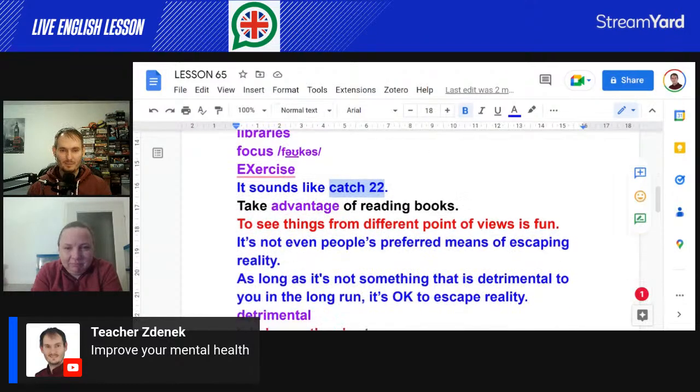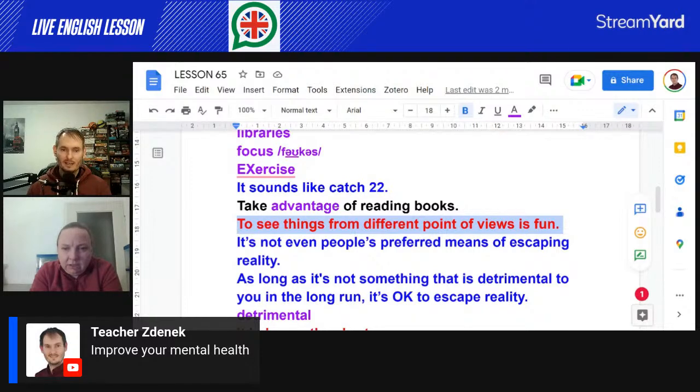Okay, how do you pronounce this word, Helen? Advantage. Okay, that sounds good. Some people would pronounce it one way, but people in the south of England would say advantage for sure. Take advantage of reading books.